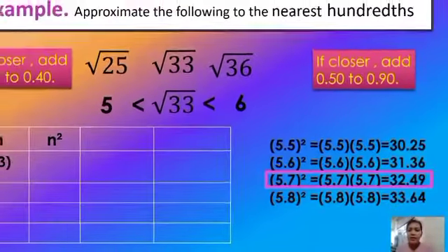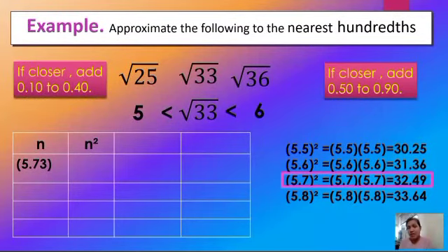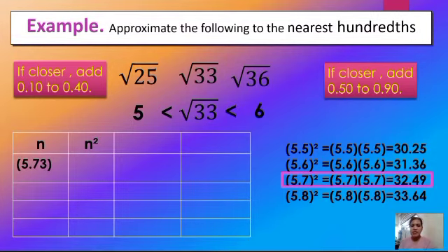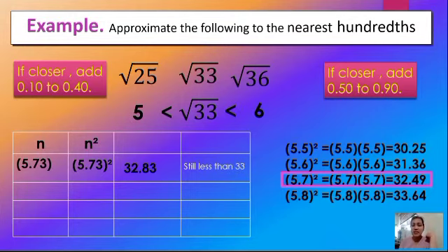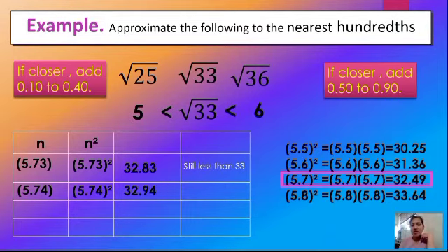So, yung 5.7 ang ginamit natin, 5.70, 5.71, 5.72, 5.73. So, pipili lang kayo doon kung ano yung possible na next. So, let's say mag-start tayo sa 5.73. So, 5.73 times 5.73 will get 32.83. So, still less than 33 siya. So, try natin dagdagan yung ating decimal. So, magiging 5.74. So, 5.74 times 5.74 is 32.94. So, medyo closer na siya.